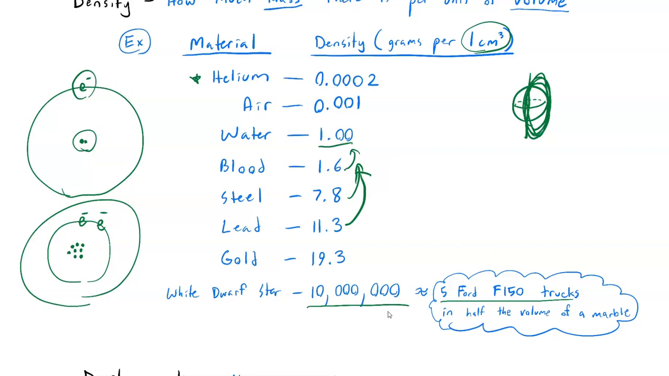Just think about a trash compactor or something squeezing 5 trucks down and squeezing it down. All that same weight, that same mass, into a half of a marble. That's crazy. So that's the idea of density.